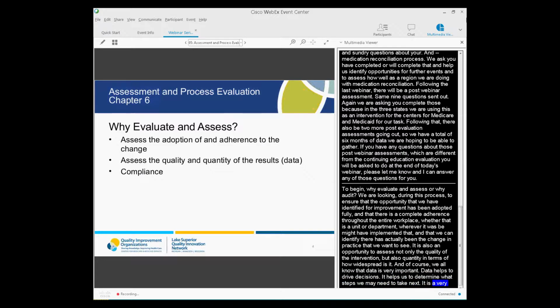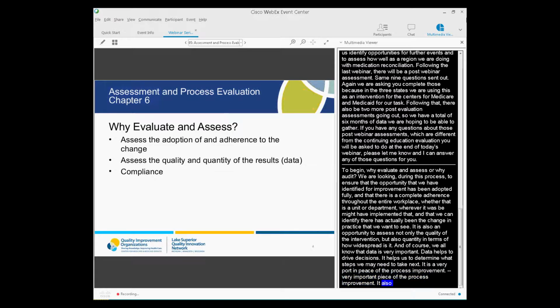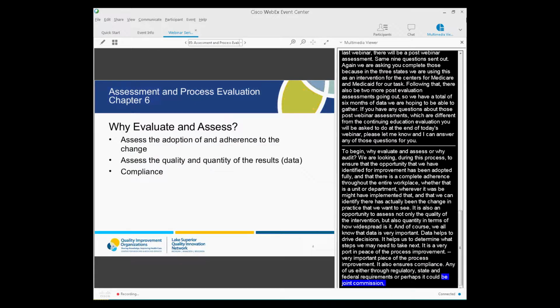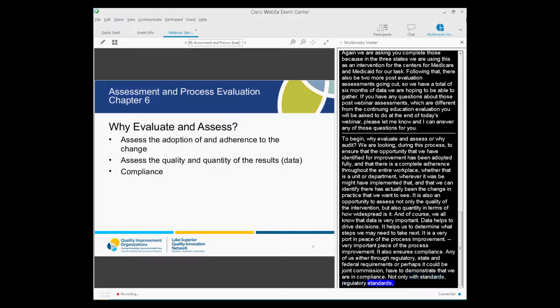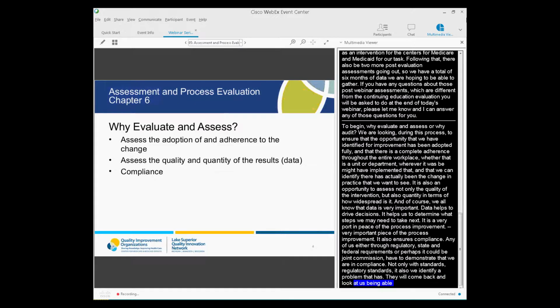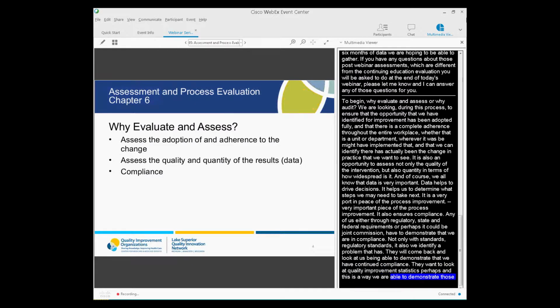And then it also ensures compliance. Many of us, through either regulatory, state and federal requirements, or perhaps even the Joint Commission, have to demonstrate that we're in compliance, not only with regulatory standards, but also if we've identified a problem that has come up, they're going to come back and want to look at us being able to demonstrate that we've continued compliance. So they're going to want to look at some quality improvement statistics perhaps, and this is a way that we're able to demonstrate those and provide that information to them. And it's also a way that we can demonstrate to the staff that we're in compliance.